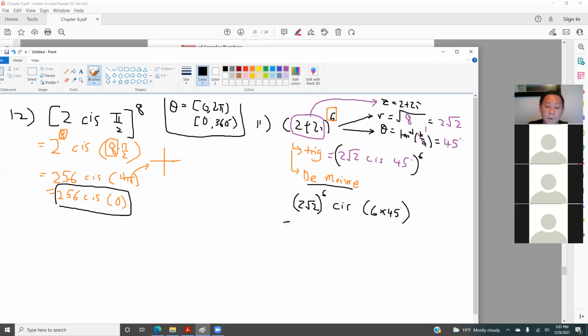So can someone tell me what is 2 root 2 to the power of 6? 2 root 2 to the power of 6 is 16? So 2 to the power of 6 is 64, and root 2 is, yeah, this is 16. Make sure you guys have a calculator with you. No, 2 root 2 to the power of 6 is not 16. This is 512.